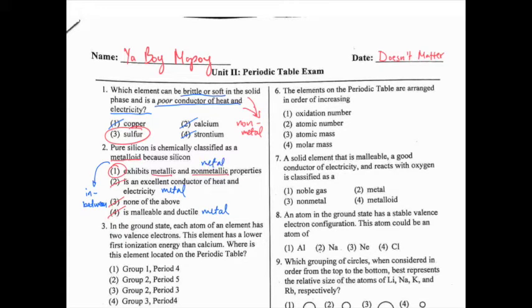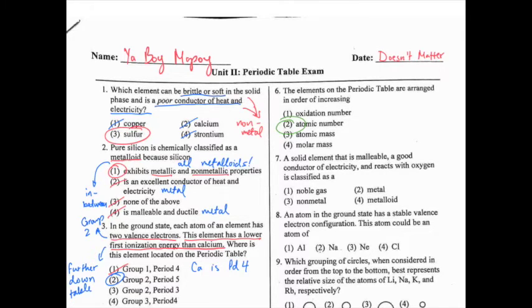Okay, next we have number 3. In the ground state, each atom of an element has 2 valence electrons. Keyword valence, 2 valence electrons. That means we're looking for something that's in group 2. We could cross off choices 1 and 4. Next, we have to look at something that has a lower first ionization energy than calcium. So we need to look for something that's below calcium, further down the table. Calcium is period 4, so that leaves us with period 5 and up. So choice 2, group 2, period 5. That's our answer.